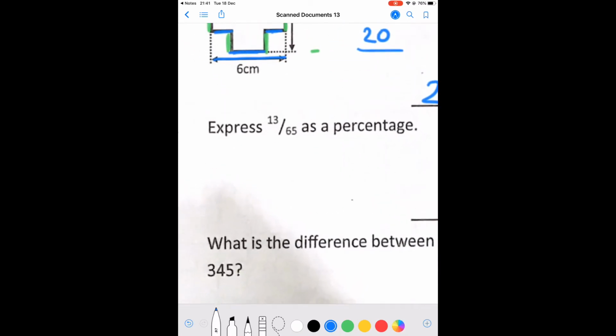Okay, express 13 over 65 as a percentage. Whenever we change a fraction to a percentage, let's just undo that and use 13 over 65. To change any fraction to a percentage, you have to times it by 100 over 1. So that's the method for changing a fraction to a percentage.